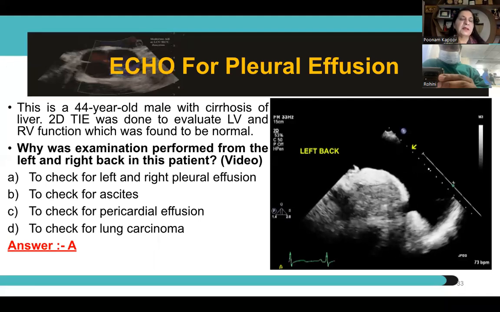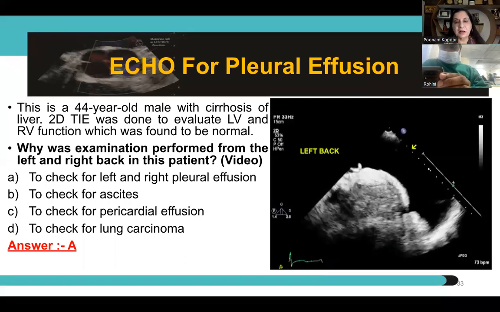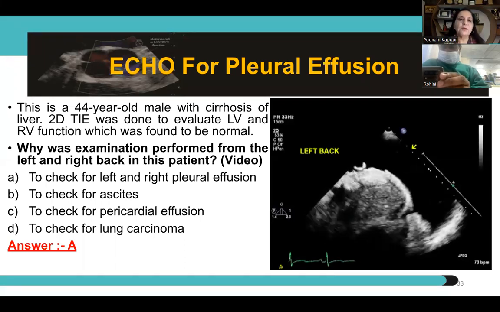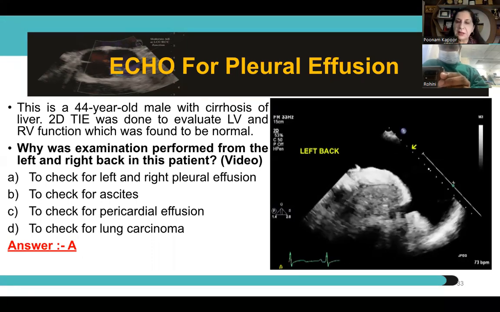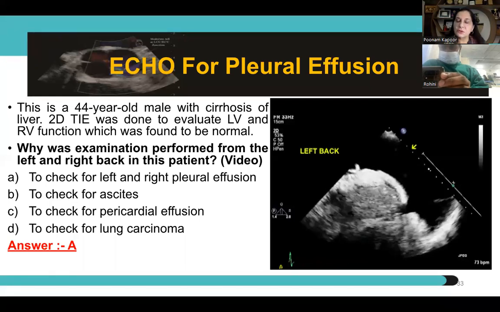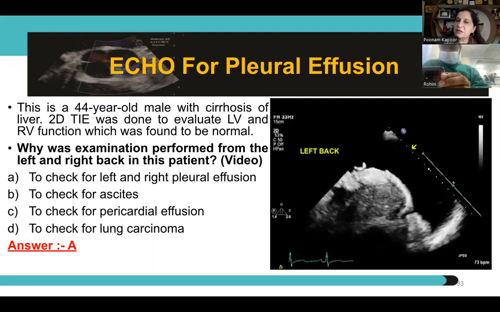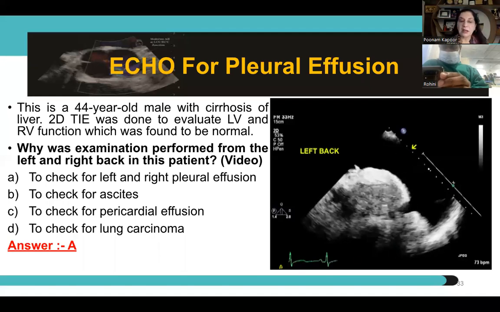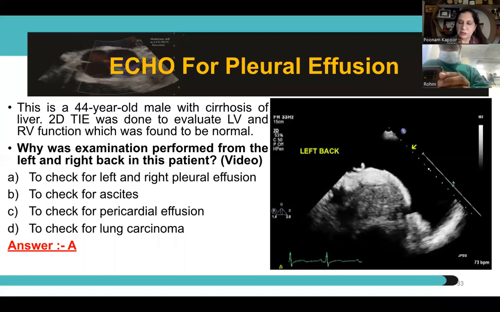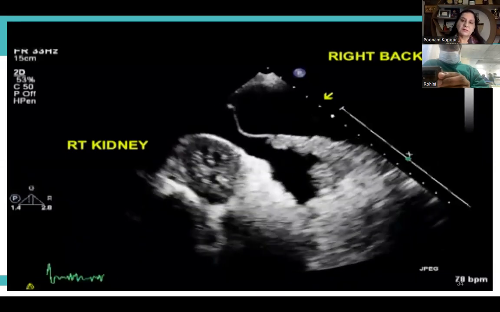Another, fifth example is a 44-year-old who had cirrhosis of the liver. This 2D transthoracic echo, done from the backside of the patient to evaluate the LV and RV function, was found to be normal. Now, why are we imaging from the backside? Because we wanted to rule out a lung carcinoma, or see the pericardial effusion better from the left back, or check for ascites, or check for left and right pleural effusions? Well, in all these cases, we were checking for the left and right pleural effusions along with the pericardial effusion.